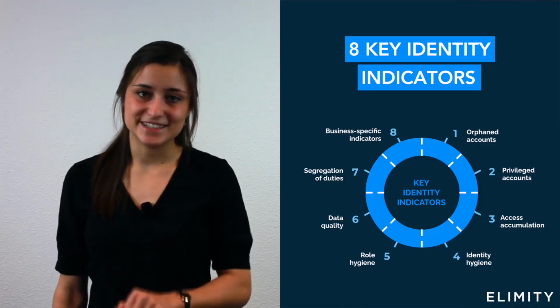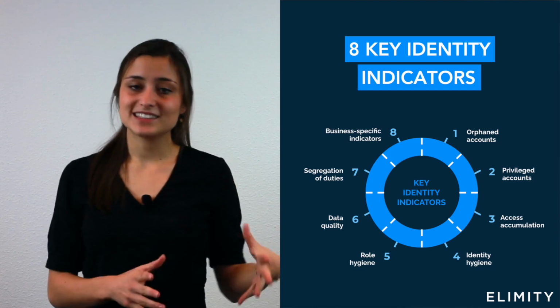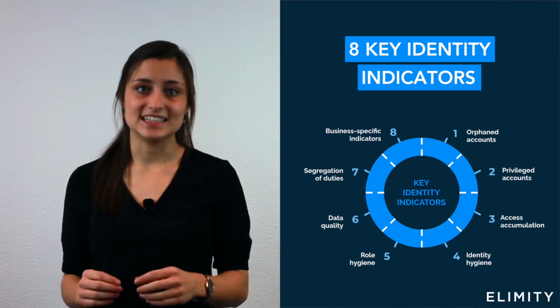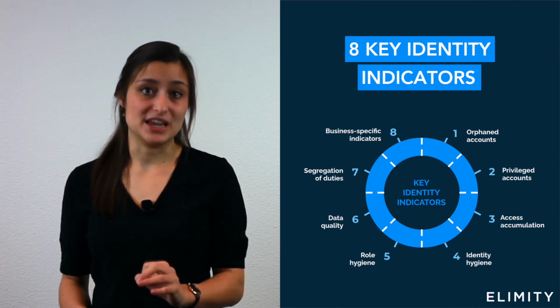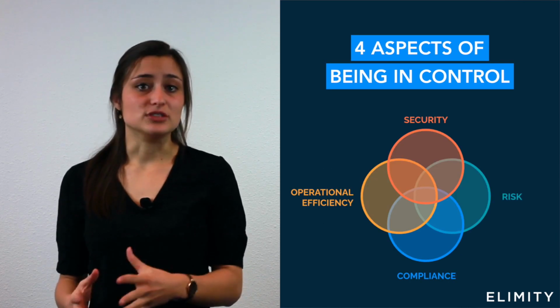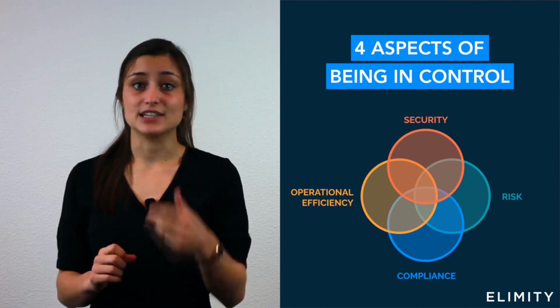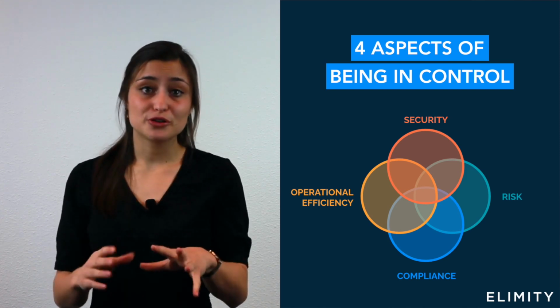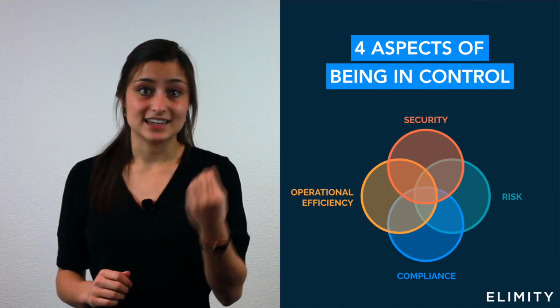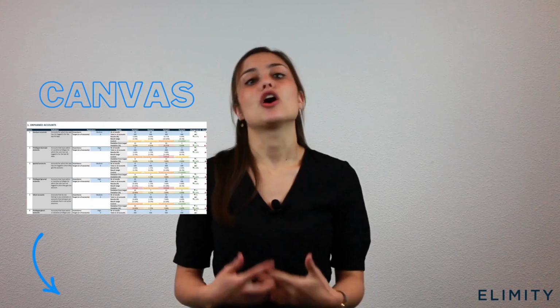That's why in this video, I want to give you 8 categories of key identity indicators that you can measure. These indicators together cover security, risk, operational efficiency, and compliance, so you know whether you are in control and can prove it.